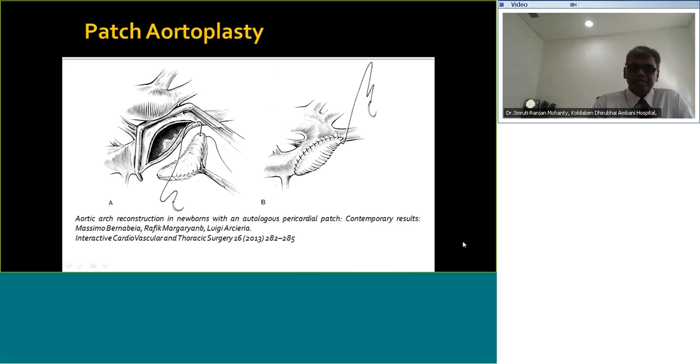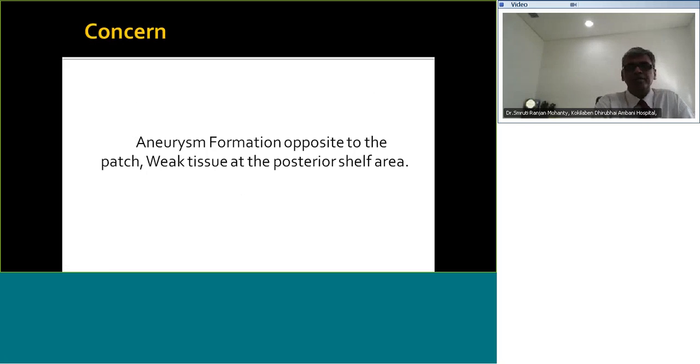Well, there has been a report of people using autologous treated pericardium, an Italian group, and they have seen good results using that in babies. So same thing, just incise across the coarcted segment from the proximal part to the distal part, and in this use an oval shaped autologous treated pericardial patch, and that takes care of the coarcted segment.